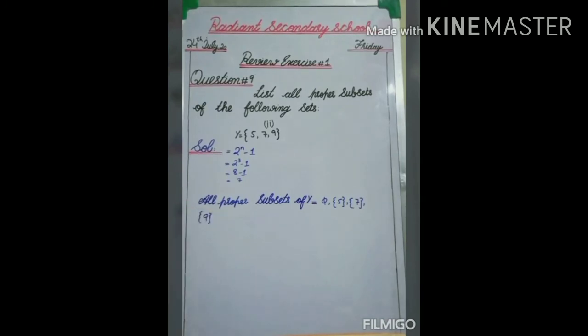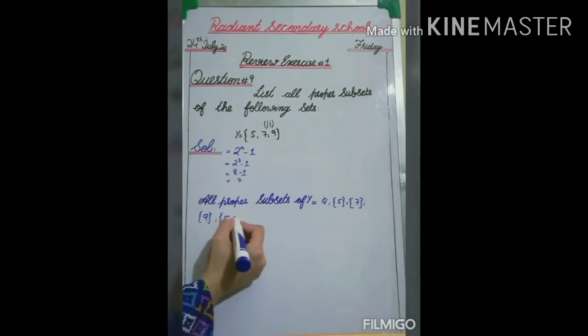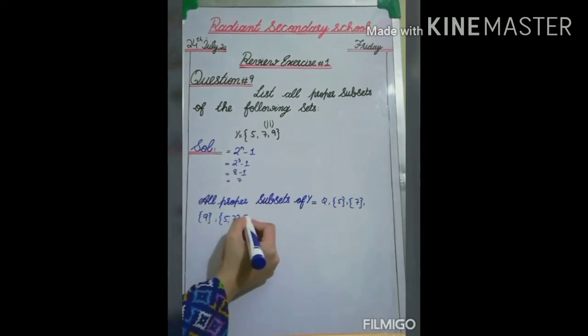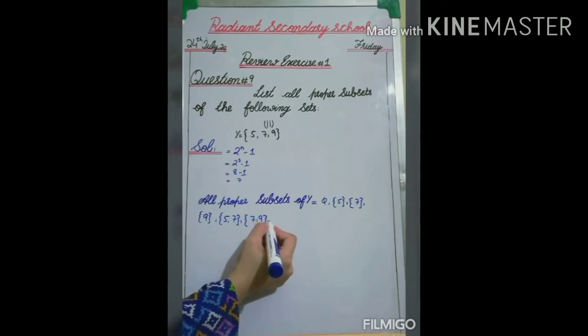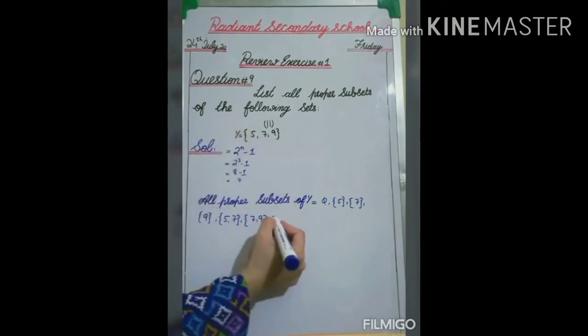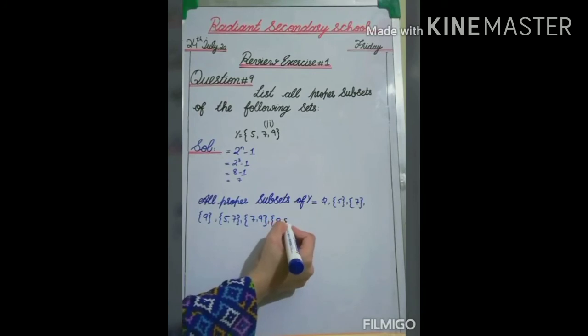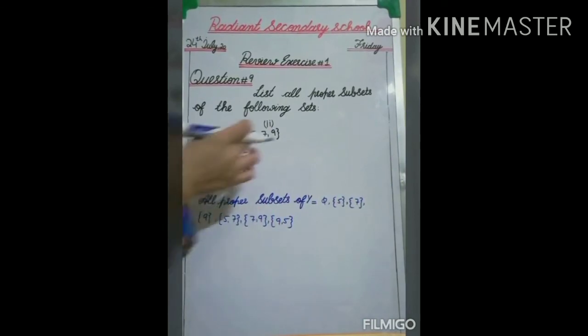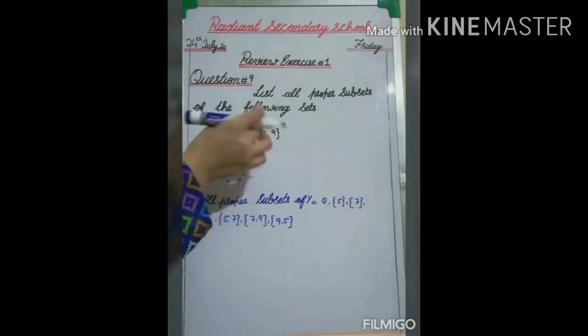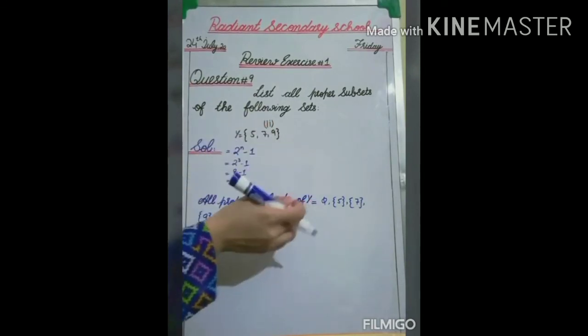Then we will make the proper subsets by taking the elements in pairs. First pair is 5 and 7. Then second pair 7 and 9, and then last pair is 9 and 5. So these are the 7 proper subsets of this set Y: 1, 2, 3, 4, 5, 6, 7, except the set itself, because the set itself is an improper subset. That's why we will not write it here.